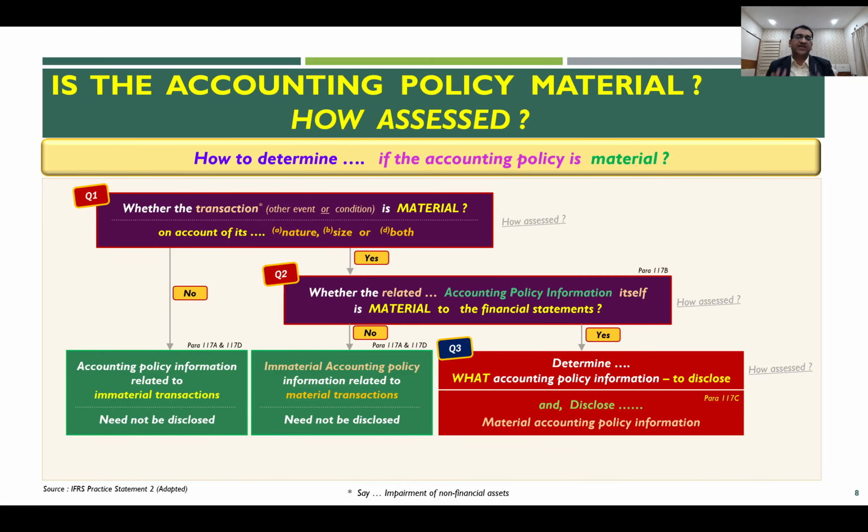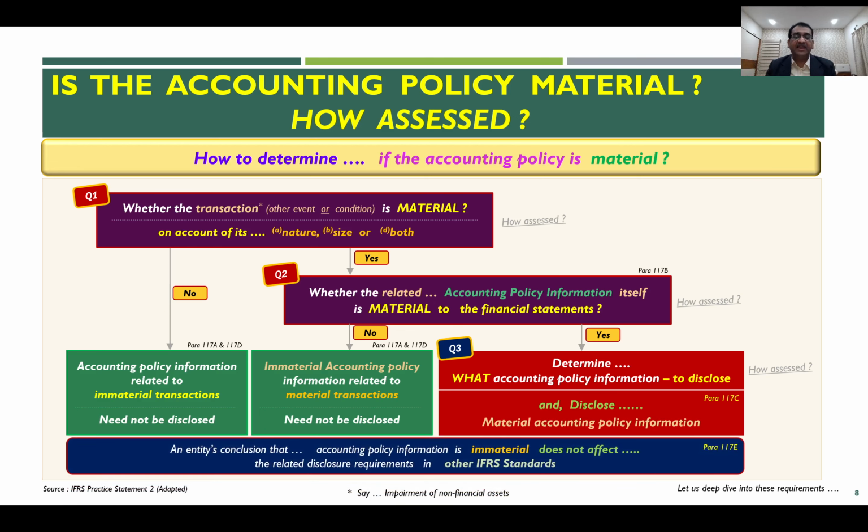So this flowchart, if you read it together, you have to ask the 3 questions, question number 1, 2, and 3. And if the answer to all of these is yes, yes, yes, then you have to disclose material accounting policy information only. However, in certain circumstances, as we saw, even the standard policy information is allowed to be given. But in those cases, you should make sure that you are not obscuring the material accounting policy by giving immaterial information.